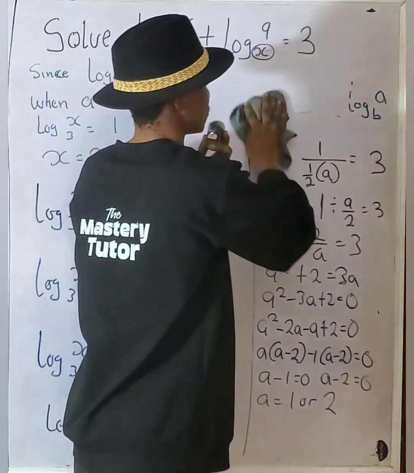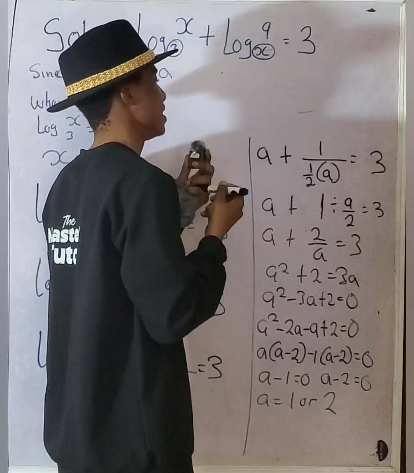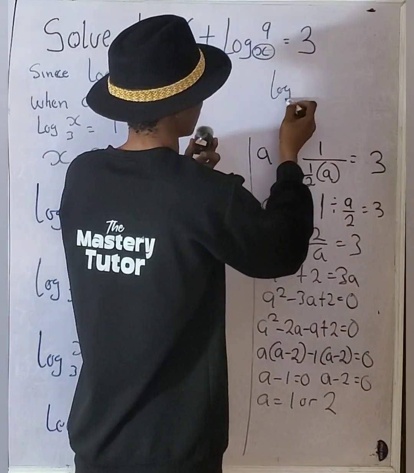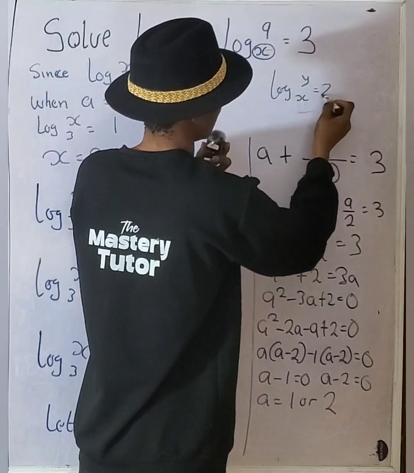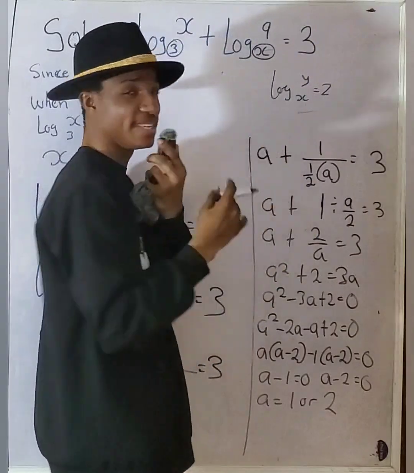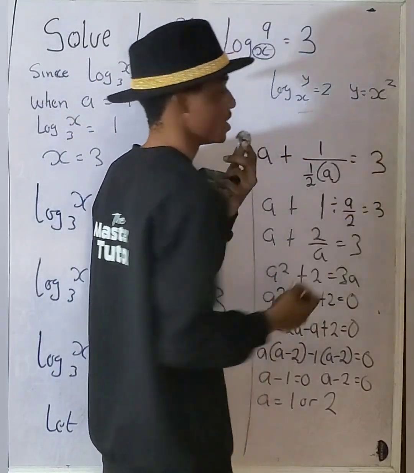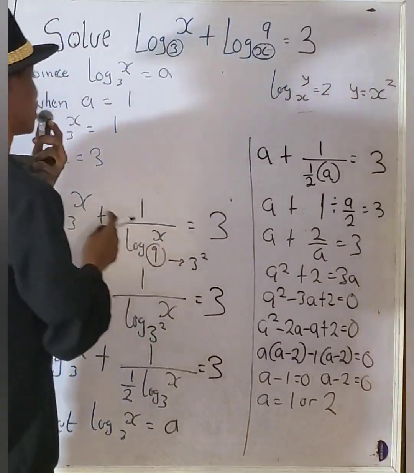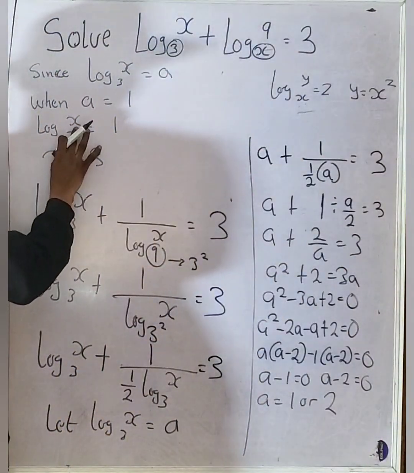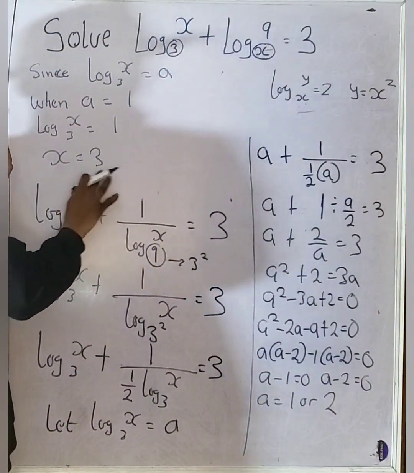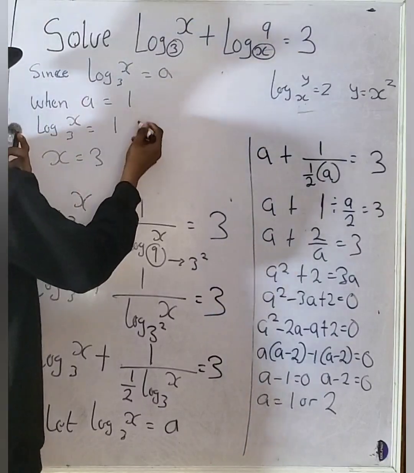According to the law of indices, the index law, if you have log y base x equals z, if you want to rewrite this in index form, you're going to have y equals x raised to the power of z. Do you understand? So that law is what I make use of. x will be equal to 3 raised to the power of 1, and 3 raised to the power of 1 is what? 3.